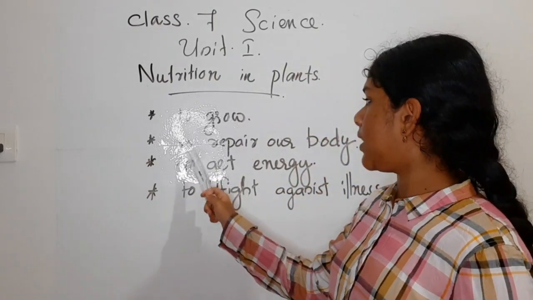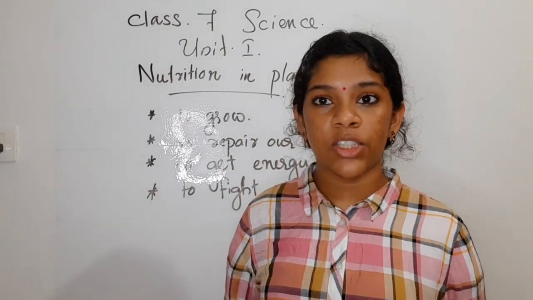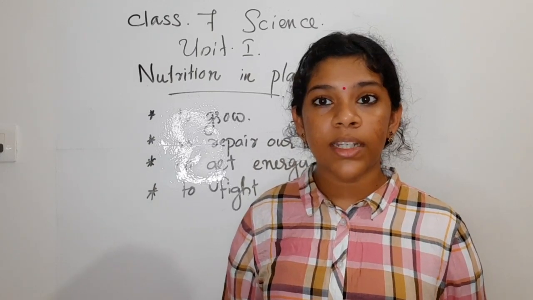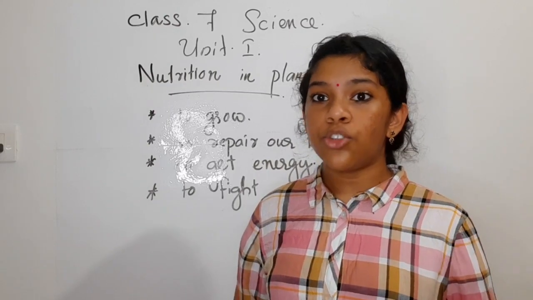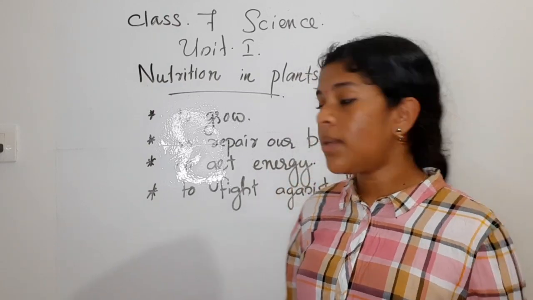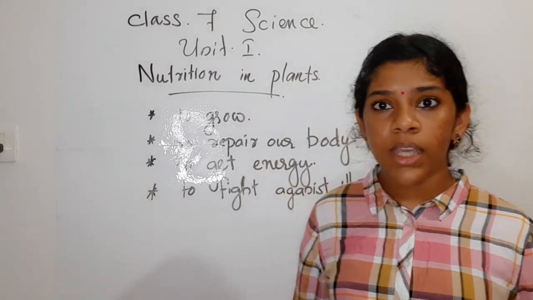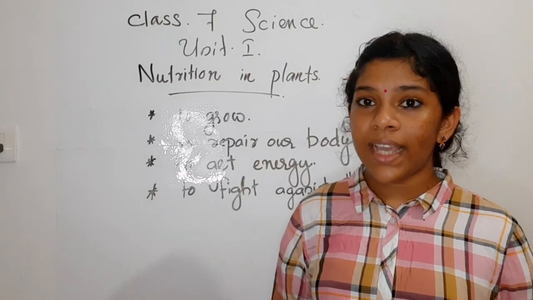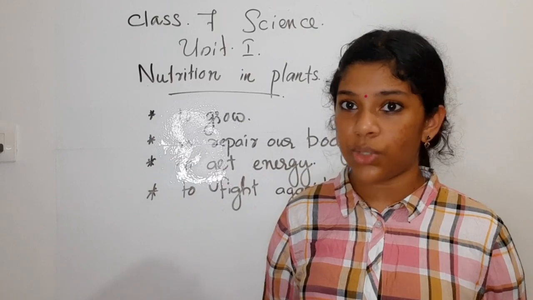And the second point is to repair our body. Let's say we get an injury. We need to take medicine, but we also need to properly eat our food. So we need to eat food to grow, to repair our body. And the third point is to get energy. Without energy, will we be able to do anything? We won't even be able to eat. So to get energy, to repair our body, and to grow, we need to eat food.